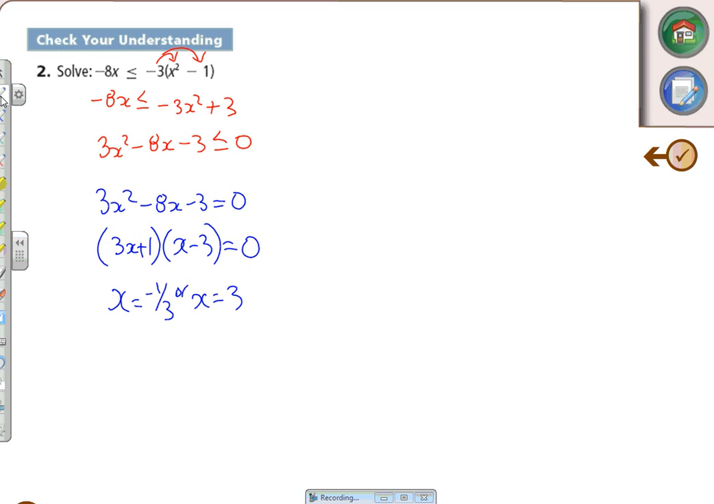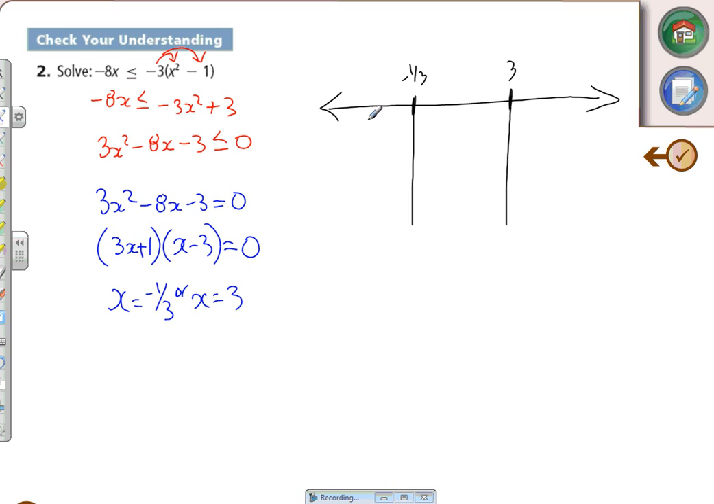So again, number line, put on your critical values, negative 1/3, 3, send that down, and pick a test case in each of those three sections. So something that's less than negative 1/3, just going to take, how about negative 1? Something between these two values, I'm going to pick 0. When 0 is an option, pick it. Something bigger than 3, I'm going to pick 4.